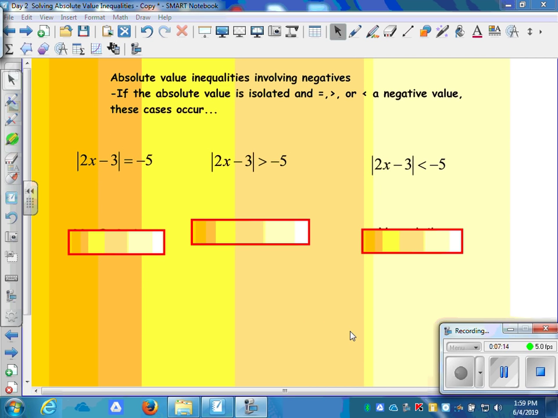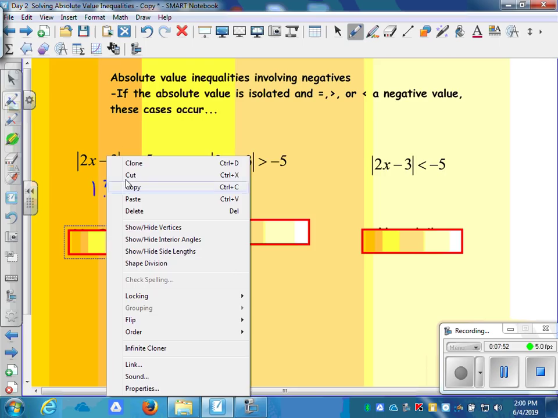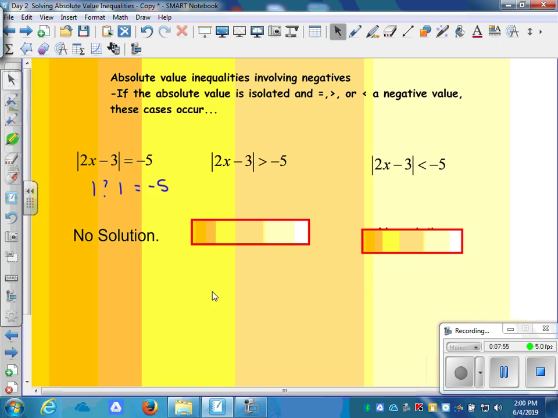The last thing that I want to talk about is absolute value inequalities that are involving negatives. So notice that the right-hand side of the equation and both of the inequalities have negatives in them. If the absolute value is isolated, when you have a negative on the right-hand side, these particular cases occur. So when I look at this first example here, I'm using common sense. Is there any situation where I could take the absolute value of some value right here, anything you want, will you ever get a negative result? That'll never happen because distance is always positive. So when I take a scenario like this, that's always going to be no solution.